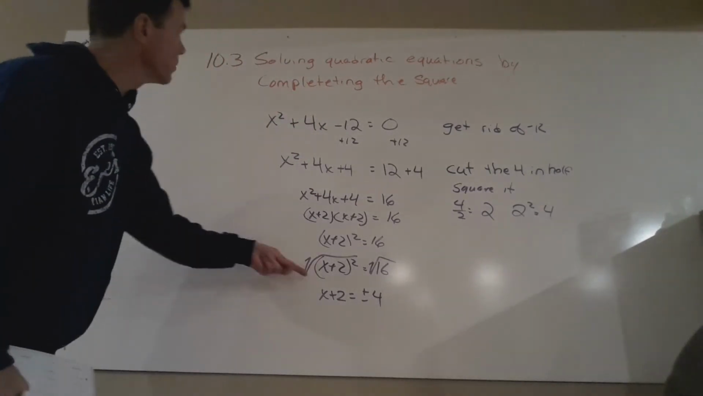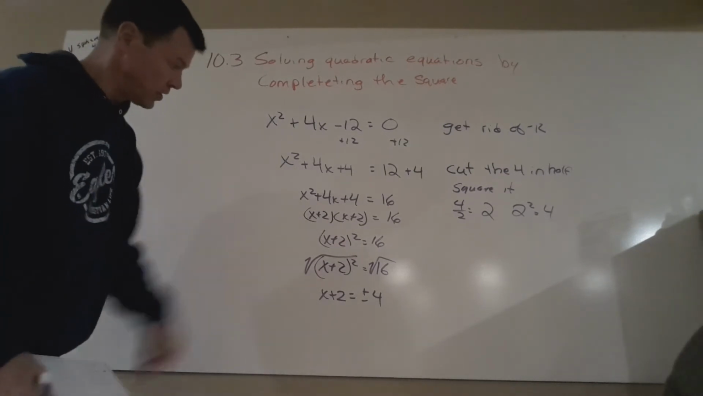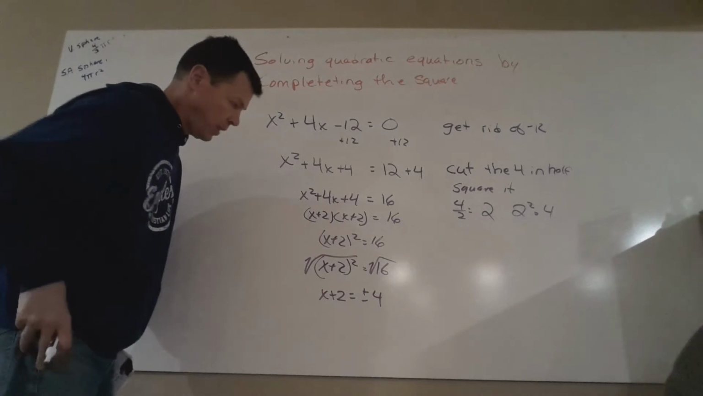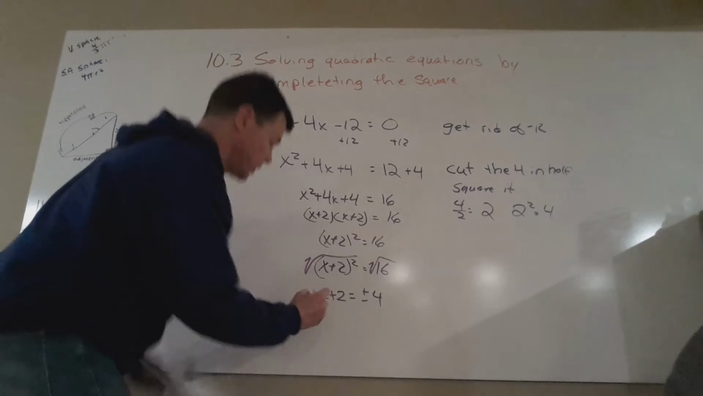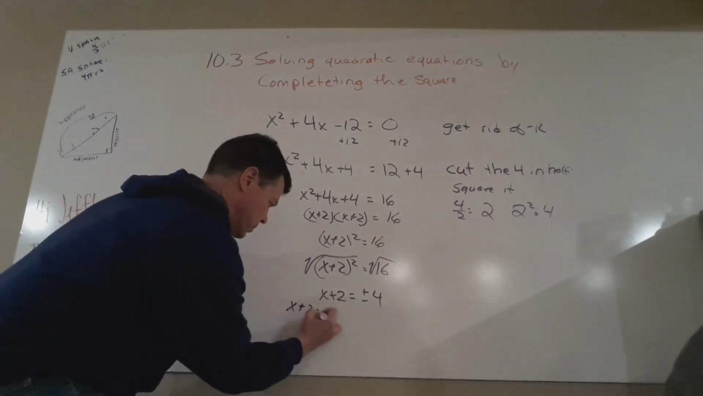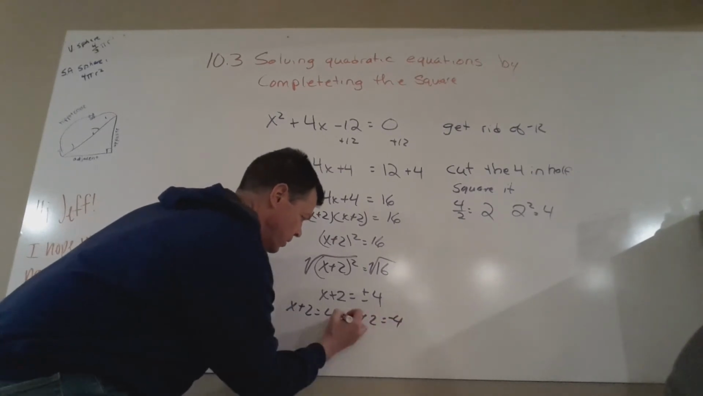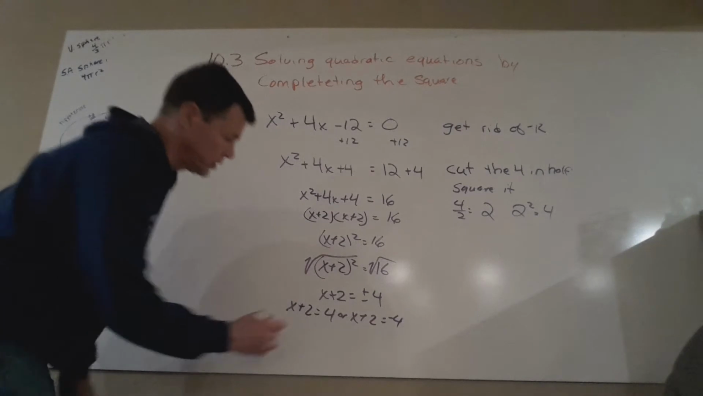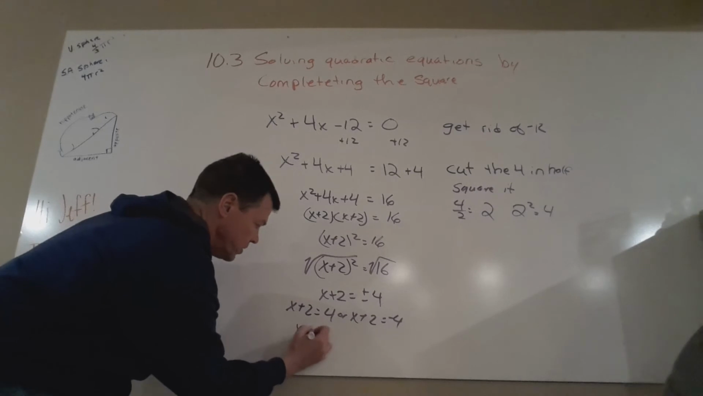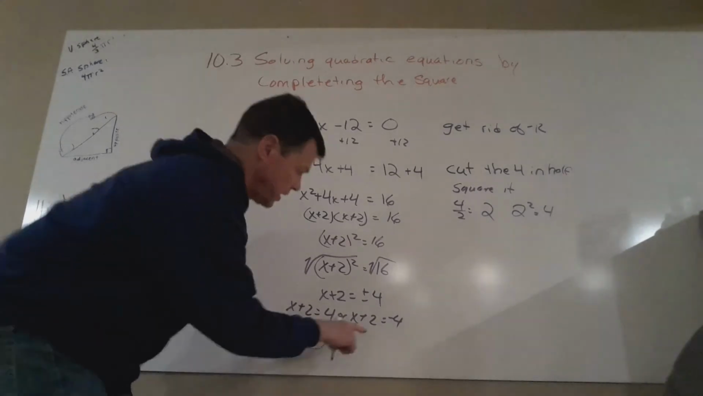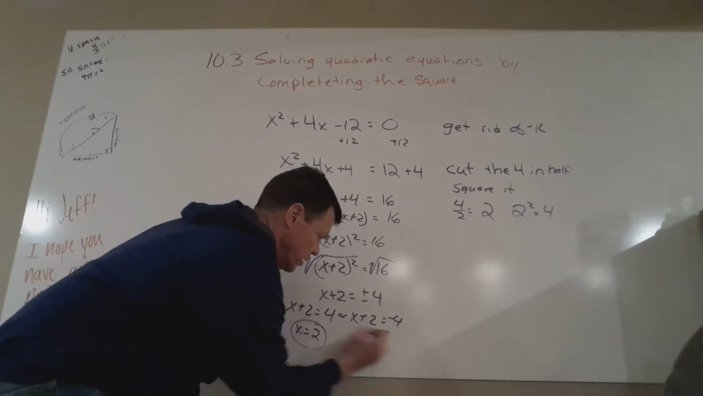All right, we're back to where we were earlier with the refresher type equations. We have x plus 2 equals 4, or x plus 2 equals negative 4. All right, account for both sides. Subtract 2, so x equals 4 minus 2, which is 2. On this side, negative 4 minus 2, x equals negative 6.